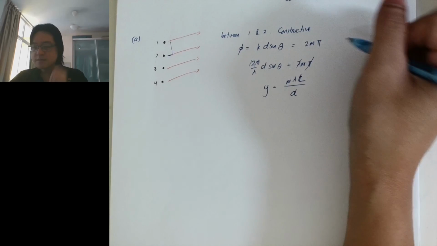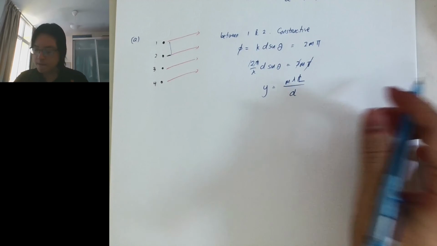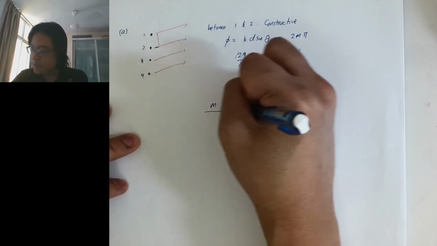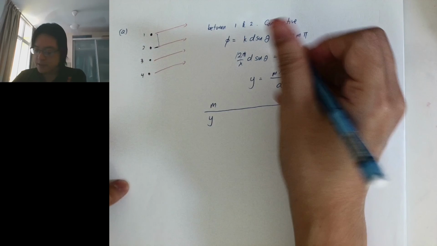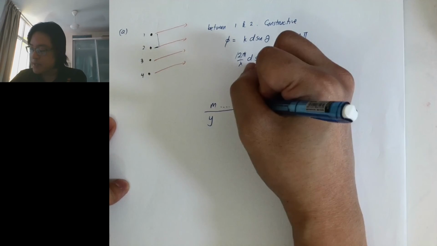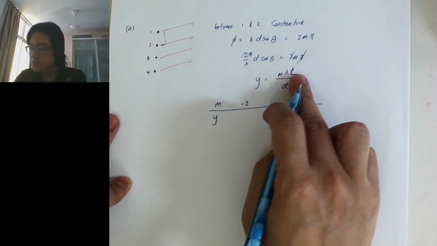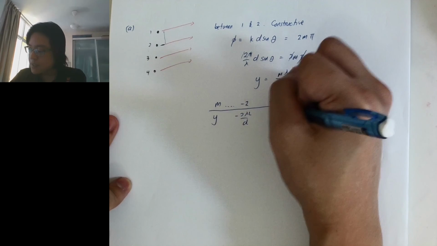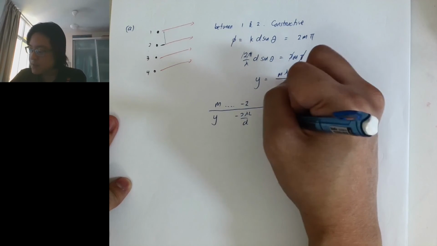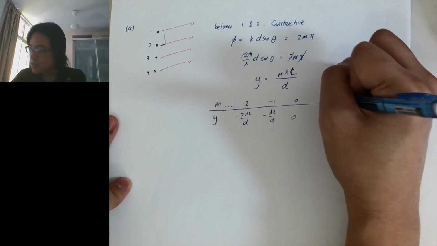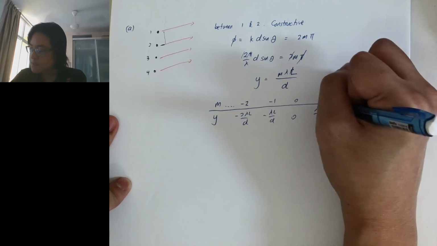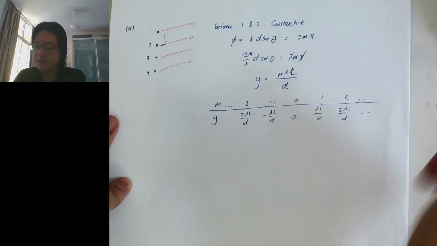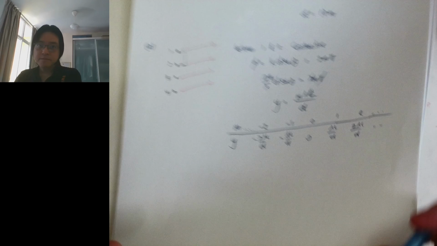d. Okay. So the position for constructive interference depends on m. It will give you the corresponding values of y. m can be any integer, but let's start with minus 2. So if this is minus 2, this is minus 2 lambda L over d. Minus 1 will be minus lambda L over d. 0 is 0. 1 is lambda L over d. 2 is 2 lambda L over d. And it can continue on so forth.